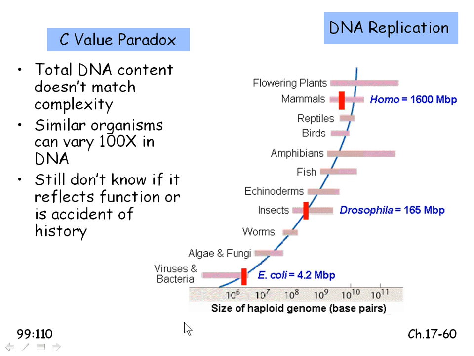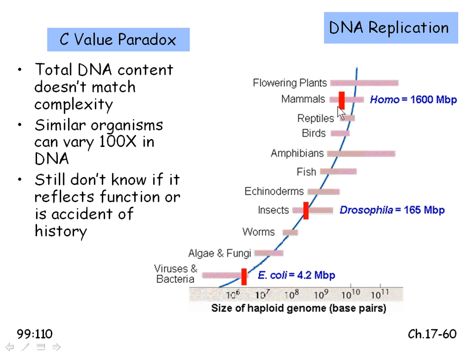And the final thing we're going to look at is called the C-value paradox, which I'm sure many people have come across before. This is the fact that the total amount of DNA present in a cell doesn't match how complex that organism is. So if you look here, we have the size of genomes in base pairs, and you can see that humans are up here where the red is shown. You see that some flowering plants can have many, many more base pairs than humans, yet they're not nearly as complex as humans.